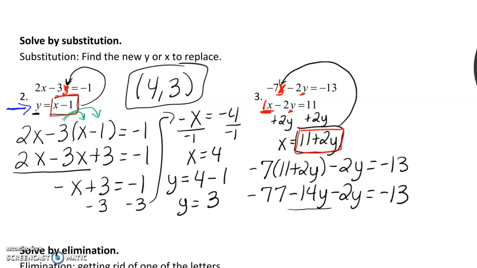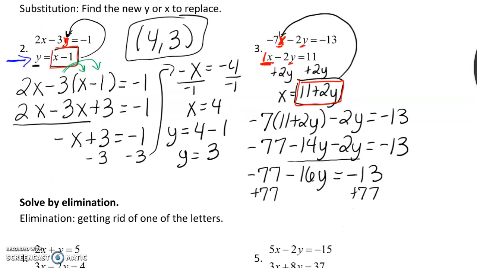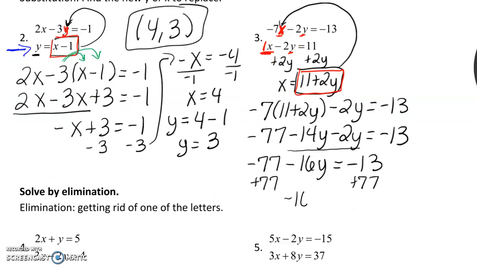So I have negative 14 minus 2y, so negative 77 minus 16y equals negative 13. Then I'm going to add 77 to both sides. So if I take negative 13 plus 77, I get 64. So now I have negative 16y equals a positive 64, and I'm going to divide both sides by negative 16. That gives me a y value of negative 4.